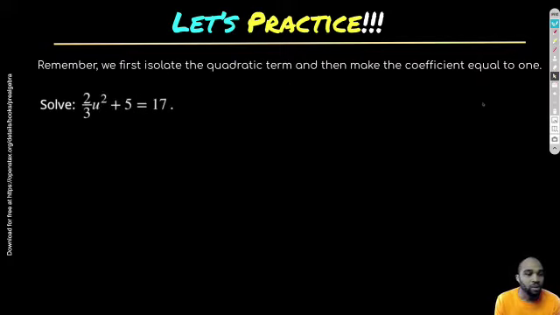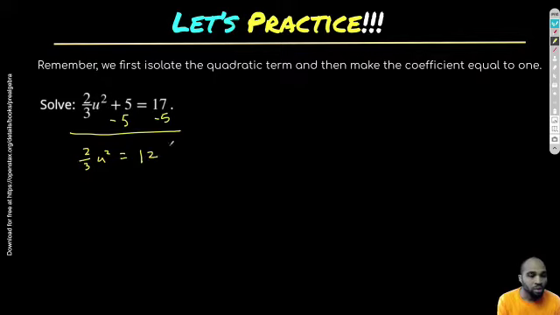All right, so remember, we first isolate the quadratic term and then make the coefficient equal to 1. So we need to get this u squared by itself, and we have all this other stuff over here that needs to go. So let's go ahead and isolate that. We're going to subtract 5, like we normally would when isolating any other variable. That leaves us with 2/3 u squared equals 12. Is that 12? Yeah. And now we have 2/3 u squared, so we need to divide by 2/3, or in other words, multiply by 3/2.